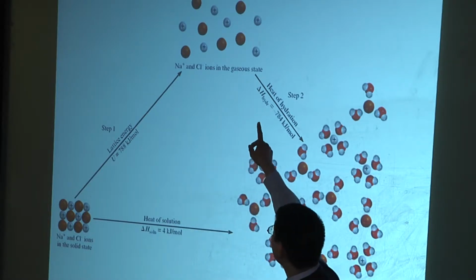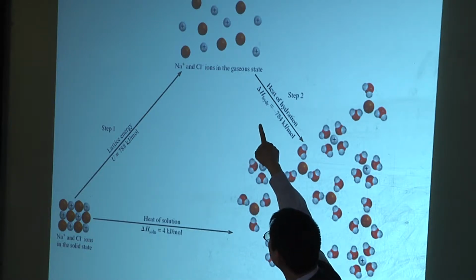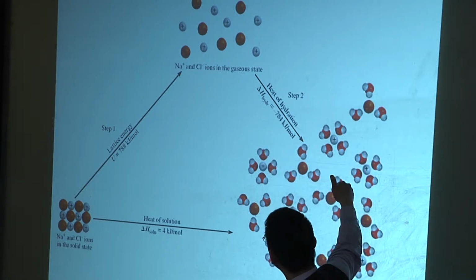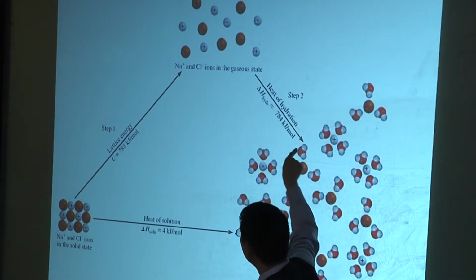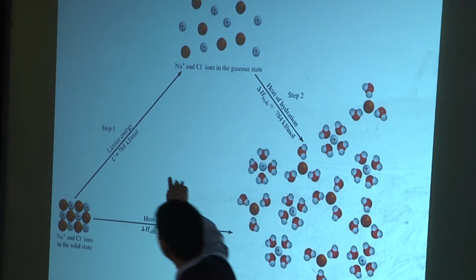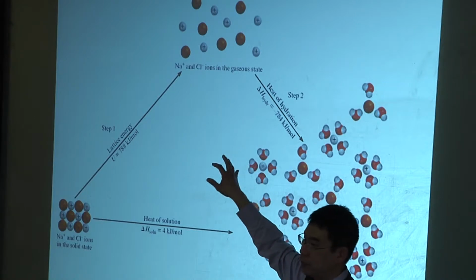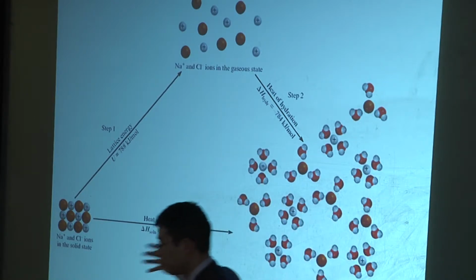Then, once you get from the gaseous ions to the hydrated ions, the delta H of this process is negative 784. So you have positive 788, negative 784. You add those together, you get 4, which is this.